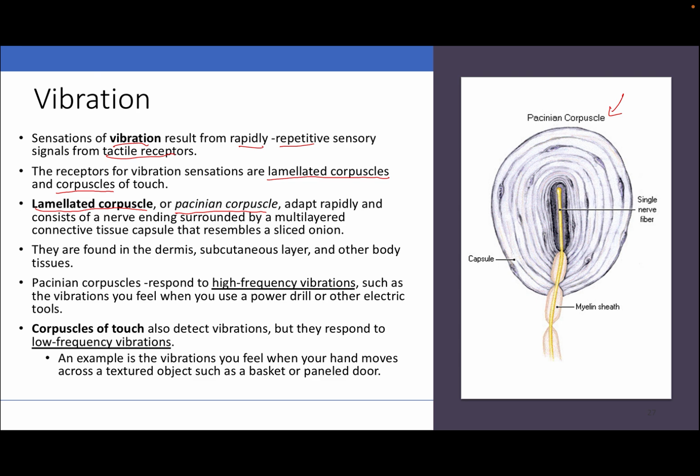Our lamellated corpuscles, or Pacinian corpuscles, are going to adapt rapidly and consist of little nerve endings surrounded by multiple layers of connective tissue capsule, again giving them the resemblance of a sliced onion. They are found in the dermis, the subcutaneous layer, as well as other tissues in the body. Our Pacinian corpuscles respond to high-frequency vibration, like when you're using a power drill, mowing the lawn, or using other electrical tools, whatever the case may be. This is high-frequency vibration.